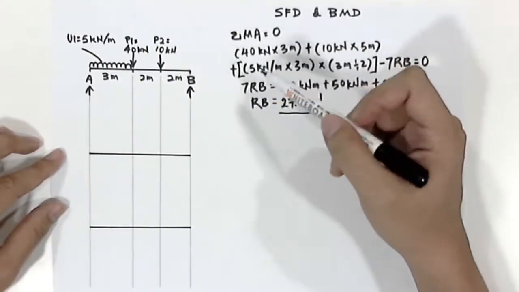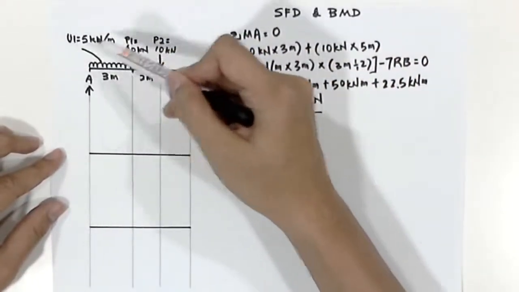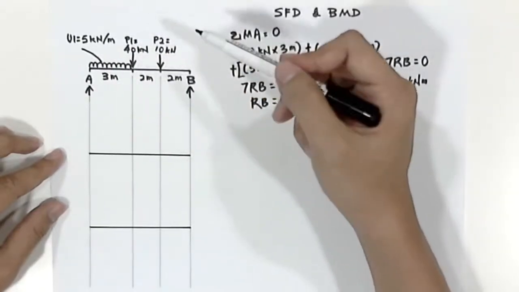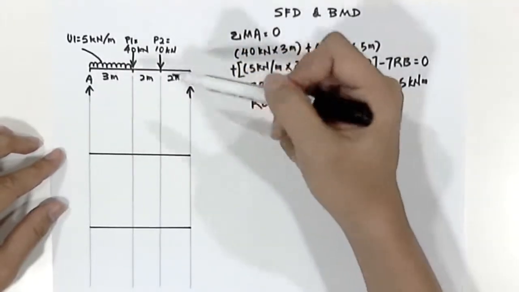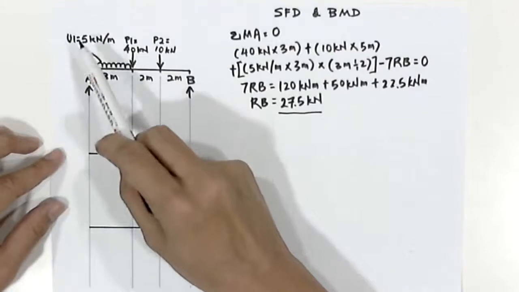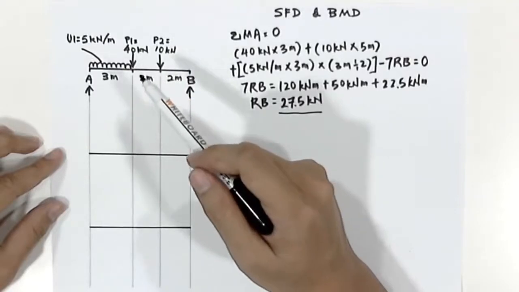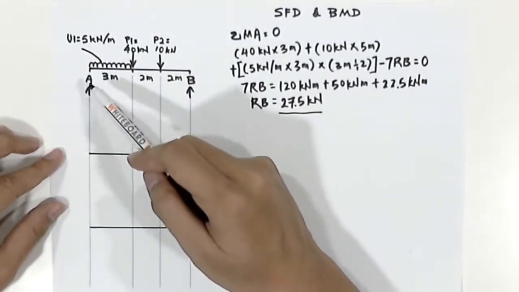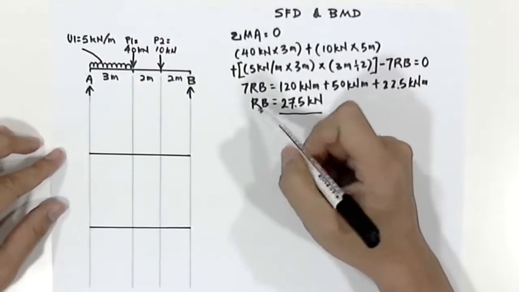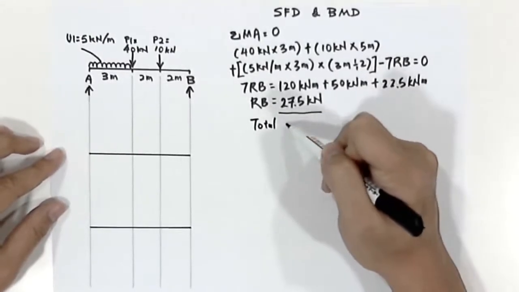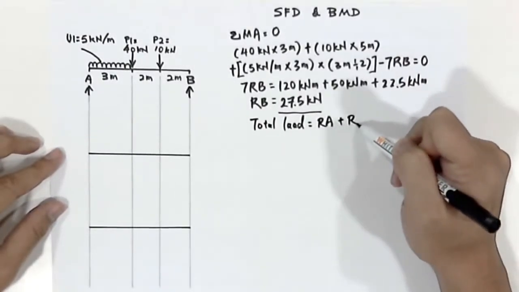Based on the equilibrium theory, we know that whatever load is acting on the beam will be counter-reacted by the reaction force from supports A and B. Therefore, the total imposed load on this particular beam equals the reaction force A plus reaction force B. Therefore we know that total load equals RA plus RB.